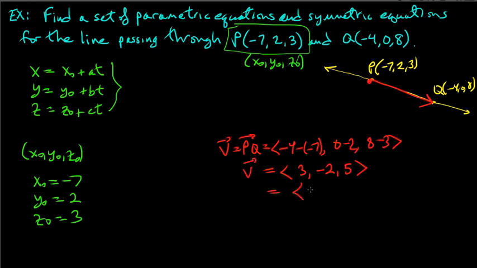Okay, so that's my A, B, and C. Right? A is 3, B is -2, C is +5. So that's all we need. Now just write down the parametric equations, right?